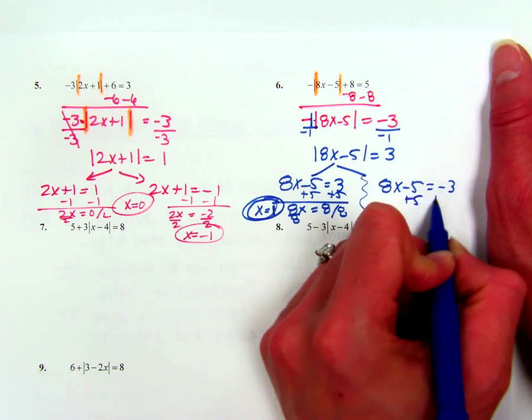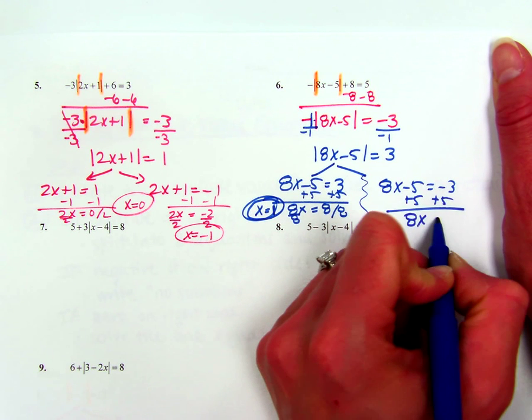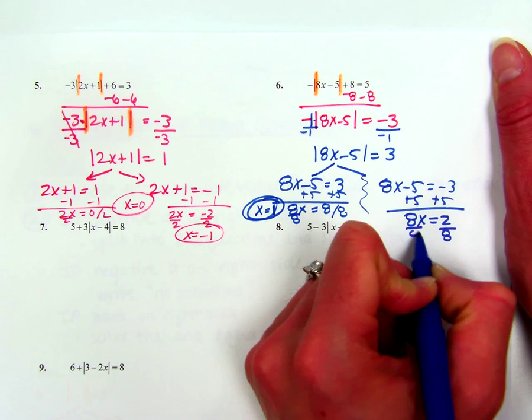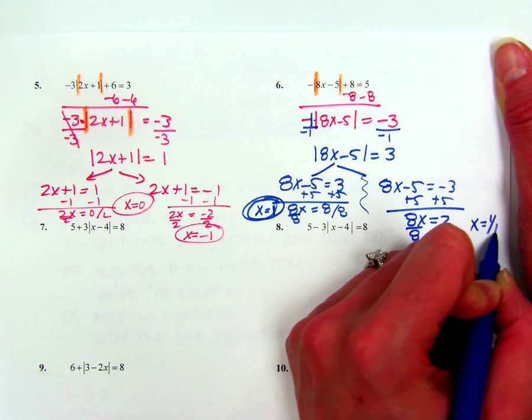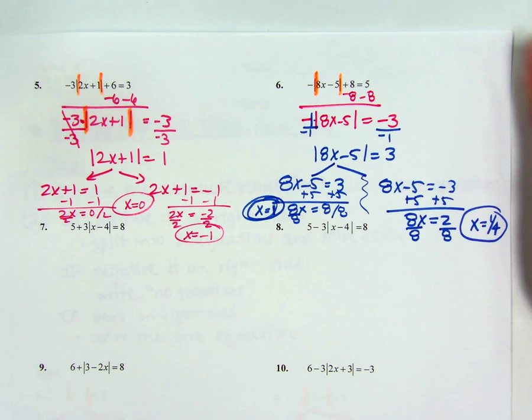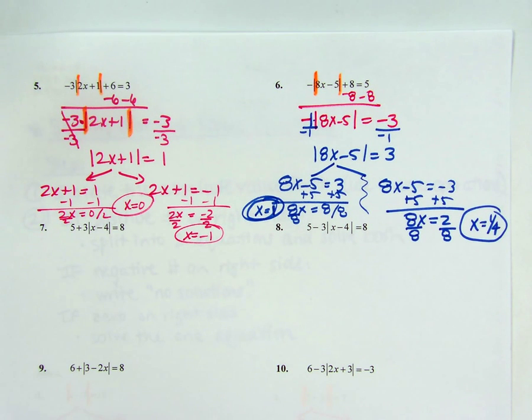Here I'm going to add 5, and I get 8x equals 2. And then if I divide by 8, I get 1/4. If you use your calculator, you'll get 0.25, and if you change it to a fraction, then you'll get 1/4. All right, so for the rest of these, we're going to do the odds together.